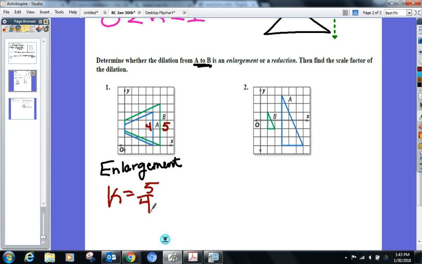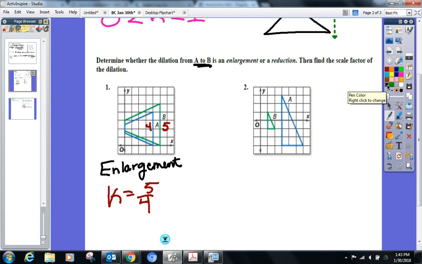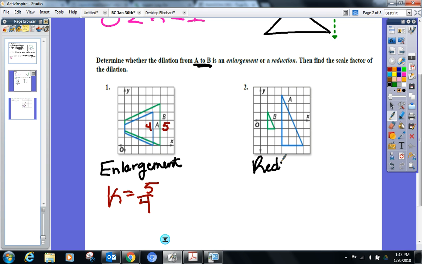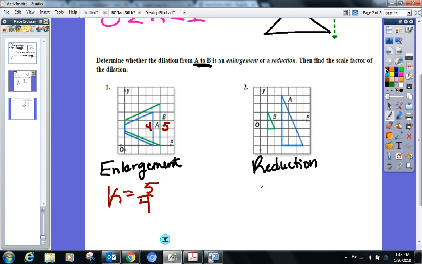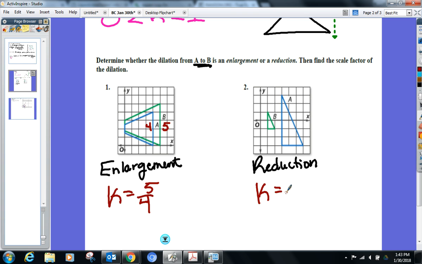Do the same thing for number 2. I don't need to ask you. We all know from A to B, it's a reduction. So you now know your scale factor has to be between 0 and 1. Don't give me a scale factor bigger than 1.